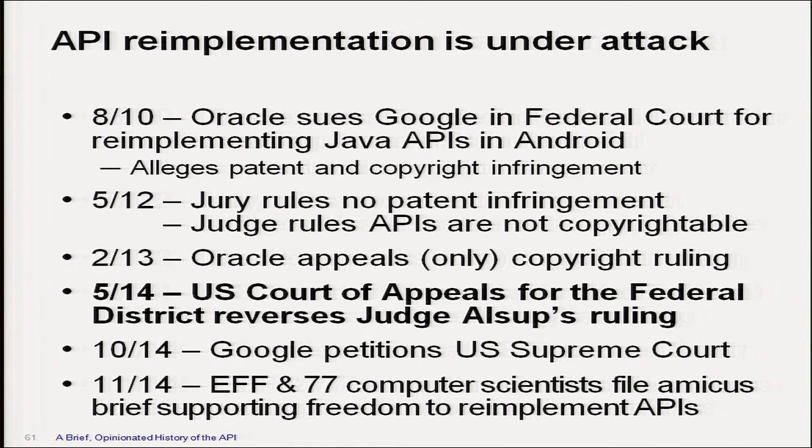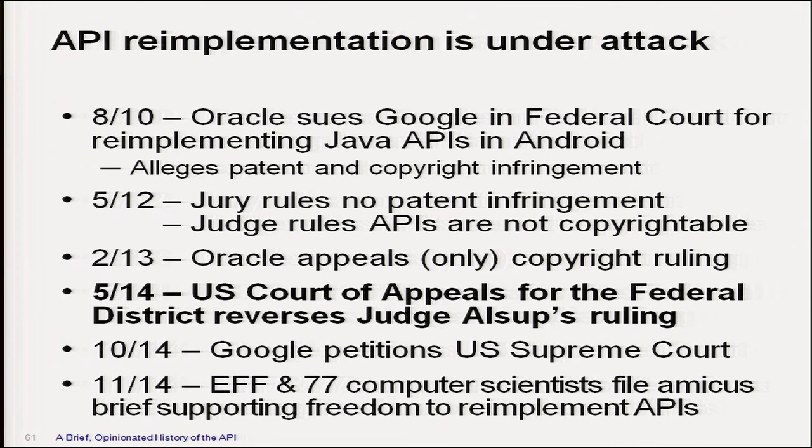API reimplementation is currently under attack. How many of you knew this? Just by show of hands. Okay, maybe 15, 20% of you. Well, it is. In August of 2010, Oracle sued Google in federal court for reimplementing the Java APIs in Android. The suit alleged both patent and copyright infringement, and in May of 2012, the jury ruled there was no patent infringement, and the judge ruled that APIs weren't copyrightable.